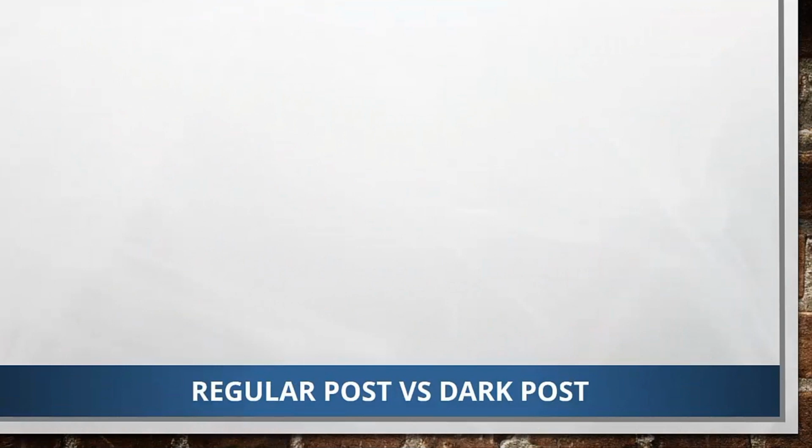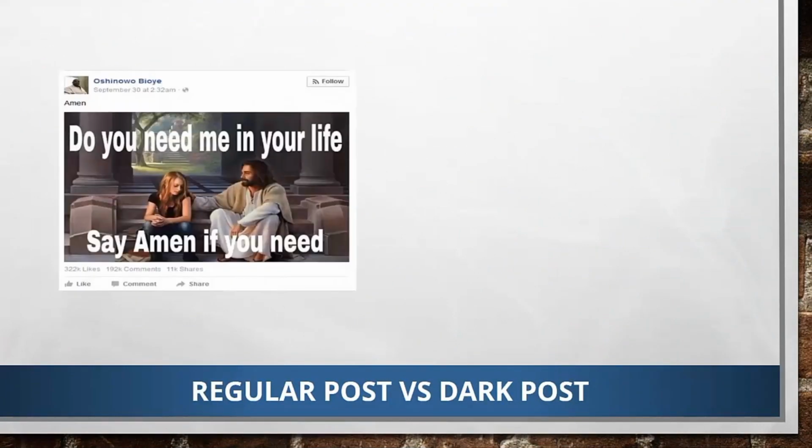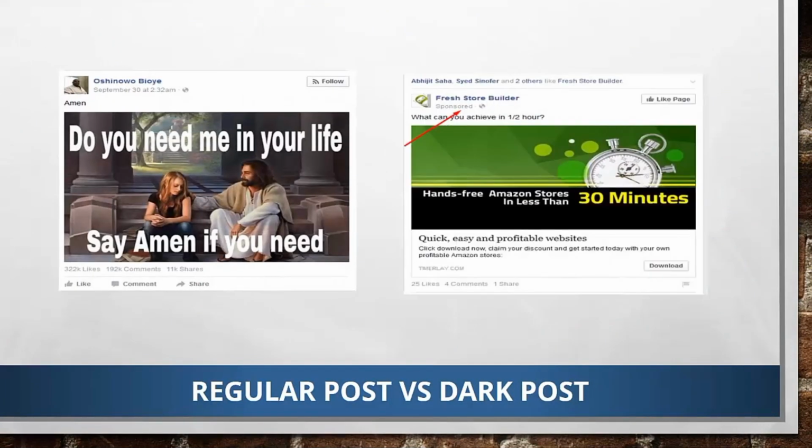Here's an example of 2 different posts. On the left side, you can see a normal post. On the right side, you can see the dark post. They look exactly the same, but there's a small difference. On the right image, you can see a sponsor sign, which means it's a dark post being promoted. Even if you look at the big corporates, all of them use dark posts for promoting their business all the time.